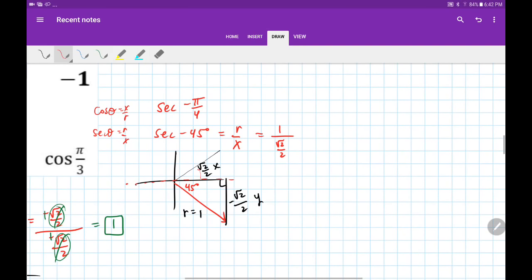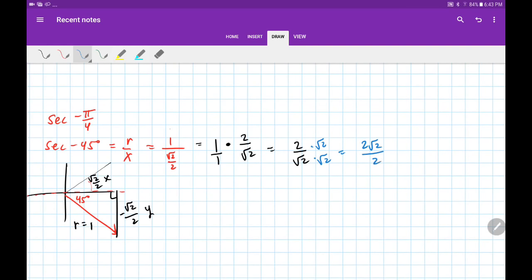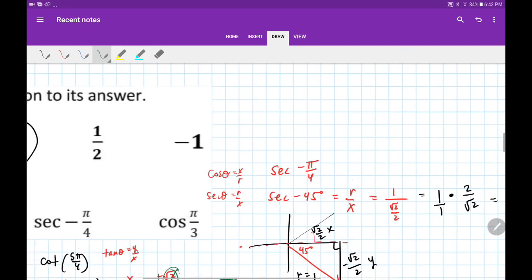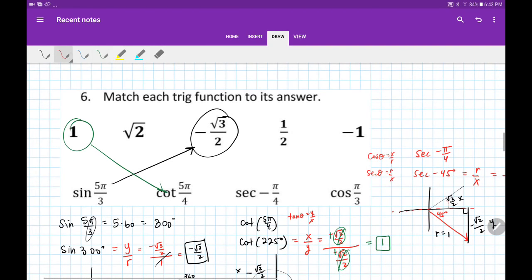So when I have a fraction divided by a fraction, I want to multiply my numerator, which is 1, times the reciprocal of the denominator. So multiplying straight across, I'll get 2 over radical 2, and then I need to rationalize. My answer will be 2 root 2 over 2, and finally these 2's will cancel, leaving me with radical 2 as my answer. So I'm going to connect secant of negative pi over 4 with its partner, radical 2. We're almost done, guys.